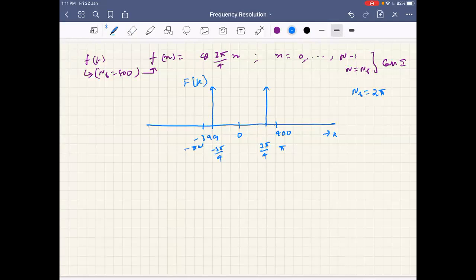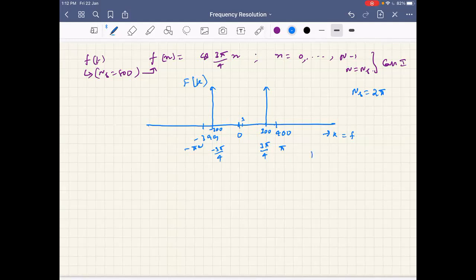So I can easily see that the frequency content here is 300, because this is 3 pi by 4. This is 400, this is 300, and this is minus 300. So I am able to exactly get the frequency axis here, that is, k is equal to f. The gap between two consecutive samples in the frequency domain is equal to 1 Hz, so that I exactly have the peak.